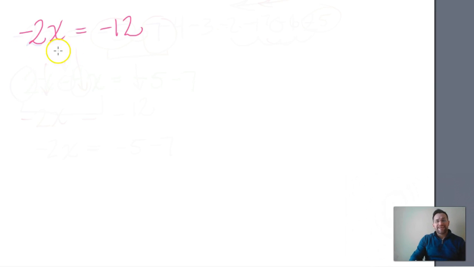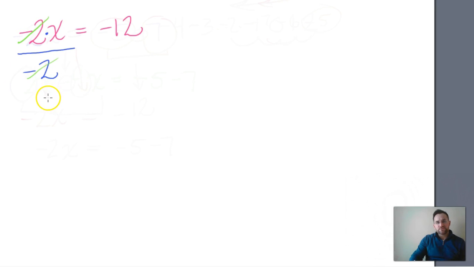So now we have negative 2x equals negative 12. So we're trying to figure out what x is. That's the goal all the time, right? We're trying to solve for that unknown. So what we're going to do is we're going to break this apart. This says negative 2 times x. In order to break that apart, we have to divide away negative 2. And what that does is that allows us to cross cancel, right?